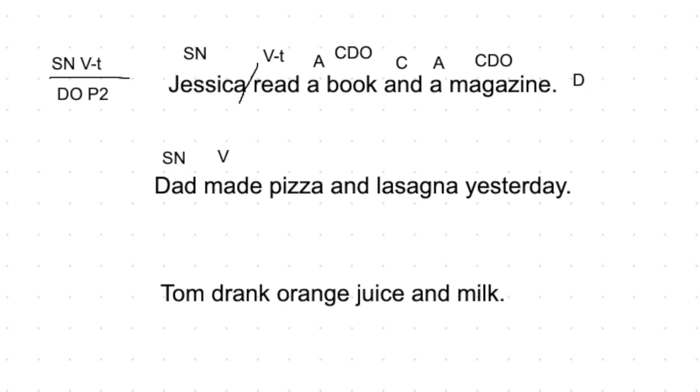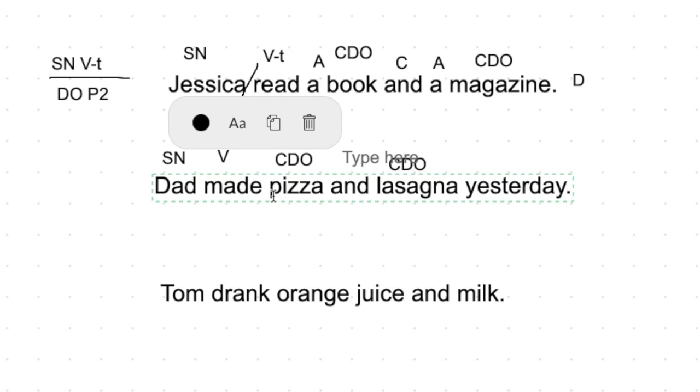Pizza and lasagna. Pizza and lasagna come toward the end of the sentence. They're both part of the predicate. They're receiving the action because they're being made, so they are direct objects. They're both direct objects, though, so we need to label them compound direct object and compound direct object. The word and is always a conjunction, so we're going to label it C.